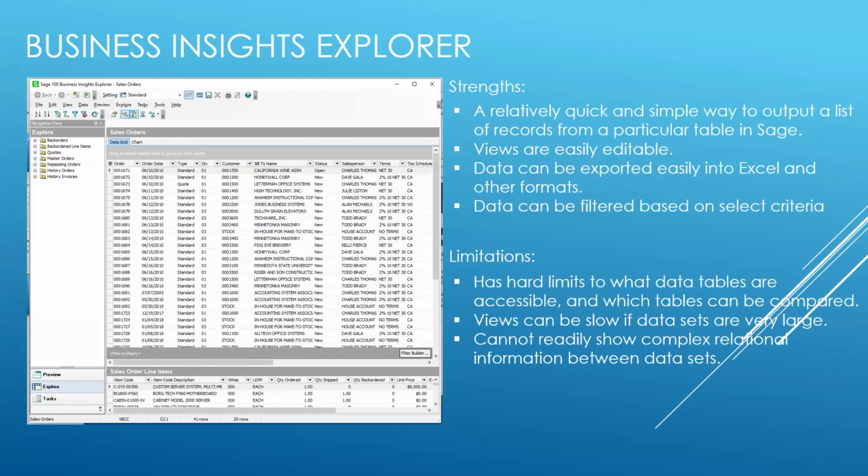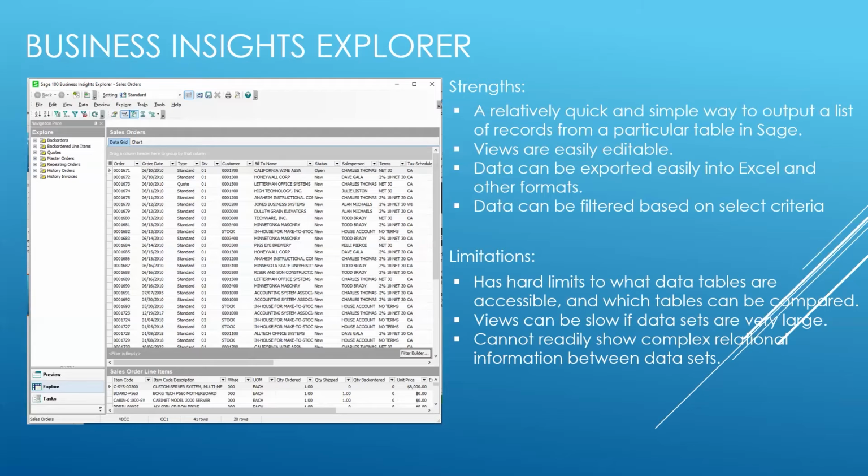However, a lot of the things that are good about Crystal reports, Business Insights Explorer cannot accomplish. It has hard limits to what data tables are accessible and which tables can be compared. For instance, in the sales order view, there's a very finite and specific list of tables that you can add into this view, mostly just the sales order in detail and the customer tables. There's no way to add additional tables like with the Crystal report.